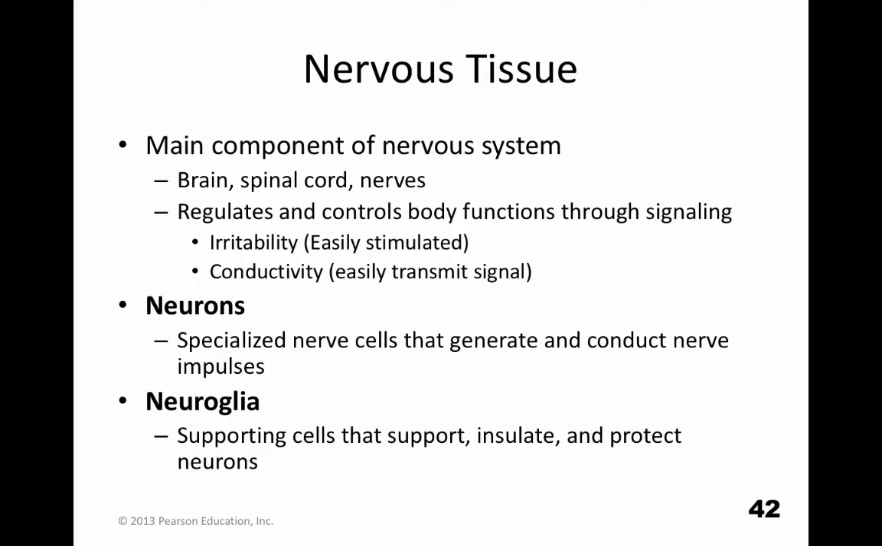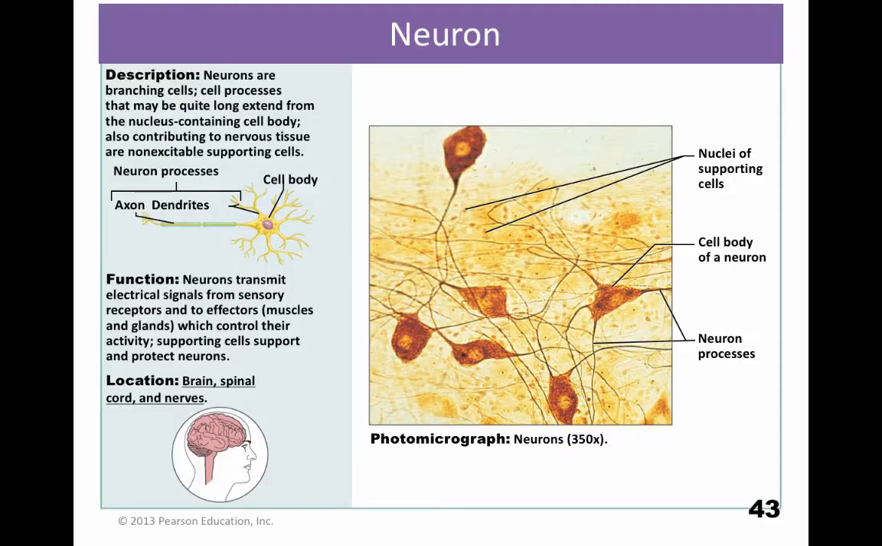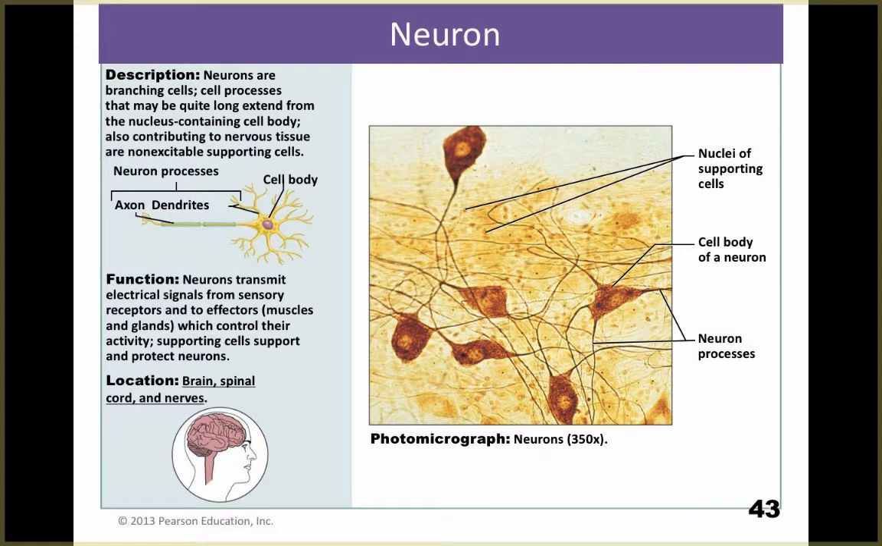There are two main types of cells within nervous tissue. There are neurons, which are specialized nerve cells, and these are the ones that communicate back and forth within the nervous system. So they generate and conduct nerve impulses, and neuroglial cells are the supporting cells that support, insulate, and protect the neurons. So the neuron is basically the lead actress or actor, and the neuroglial cells are the supporting cast. And this is kind of what it looks like. These right here are a perfect example of a nerve cell, and then the little dots in the back that you see, those are neuroglial cells.